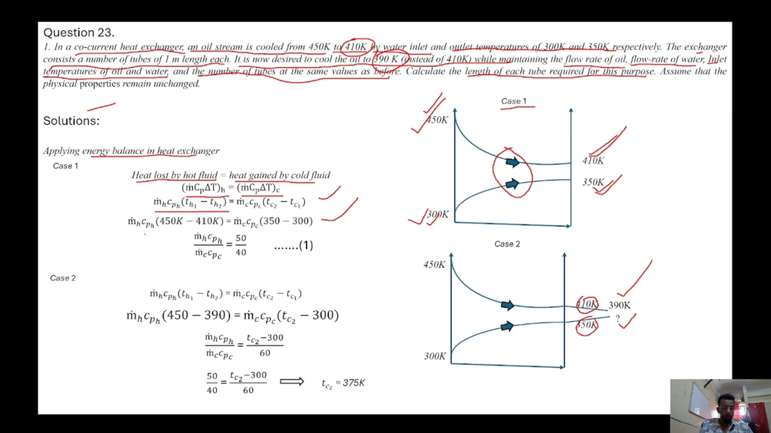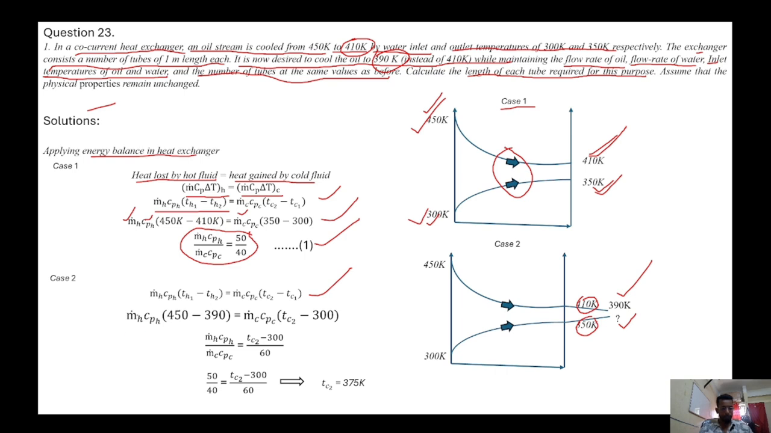Since the mass flow rate is not given, and Cp of oil is not given, Cp of water we know, but we will not put the values, because the mass flow rate of the water is not given. So this ratio will come 50 by 40. We will mark it as 1, right? Now in case 2, apply energy balance. This is the final equation.